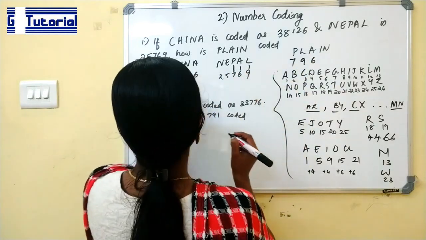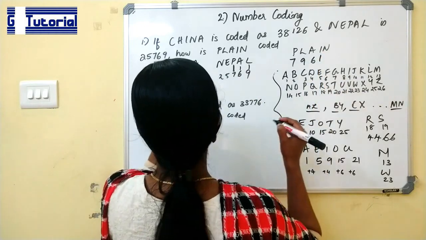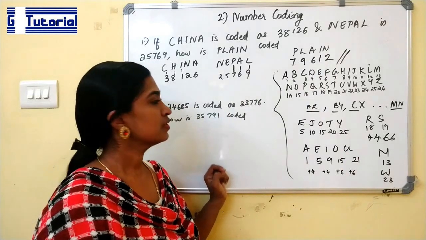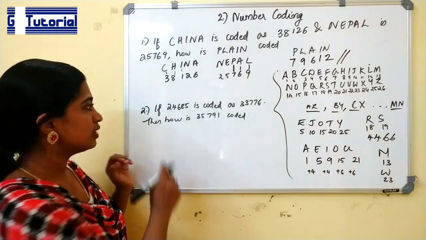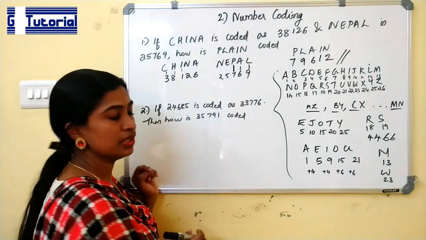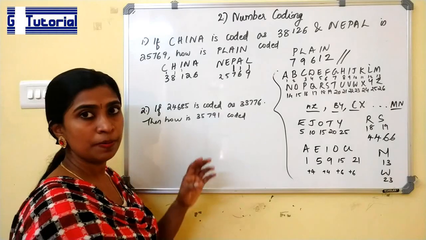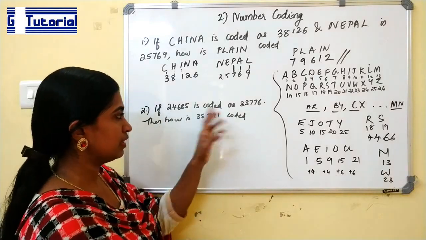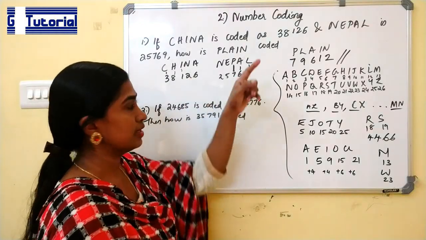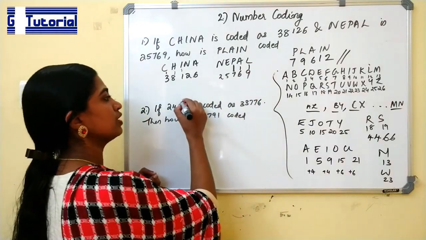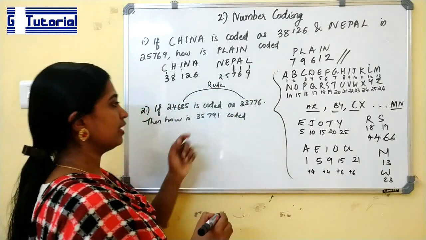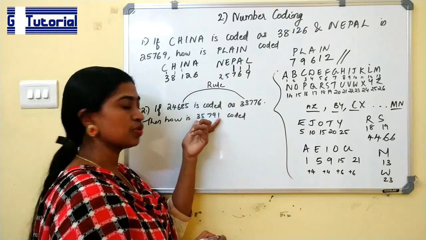Then I is 1, N is 2. So, this is the code for plane. Now, the second problem is, if 24685 is coded as this, how is 35791 coded? This is another type of problem. Here, it is not replaced by letters; you are given only one number. So, there is a rule of transforming this to its code. You have to find that rule and use it to solve this.